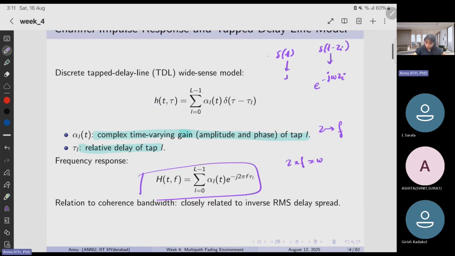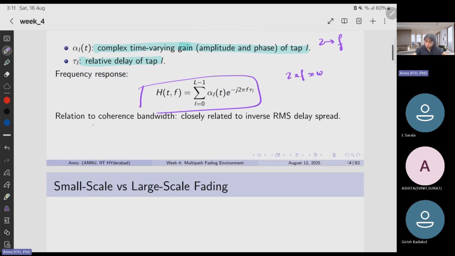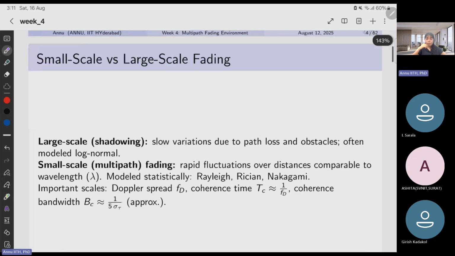Because tau is actually the relative delay of tap i. So the relation to coherence bandwidth, which is closely related to inverse RMS delay spread. Okay. Now there are significant differences between small scale and large scale fading. We have seen that, but still, what is the theoretical difference between those two?